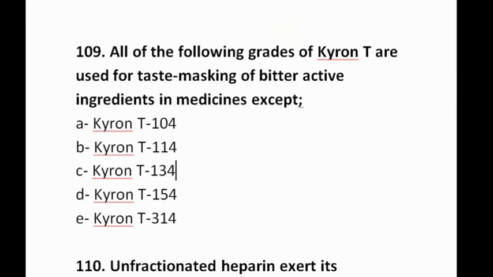Now moving on to the second last MCQ of this video. All of the following grades of Kollidon are used for taste masking of bitter active ingredients in medicines except. Actually we are asked to identify the grades of Kollidon, which is an excipient, that are used for taste masking of bitter active substances in medicines.